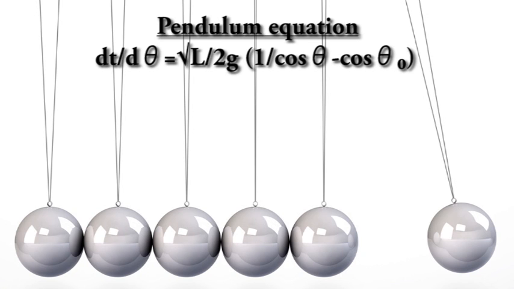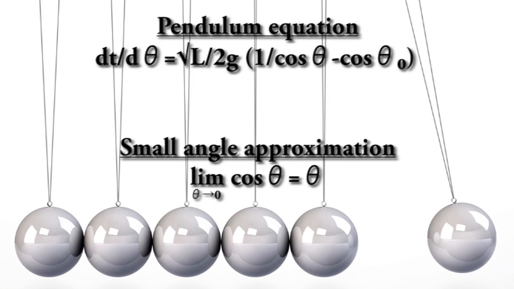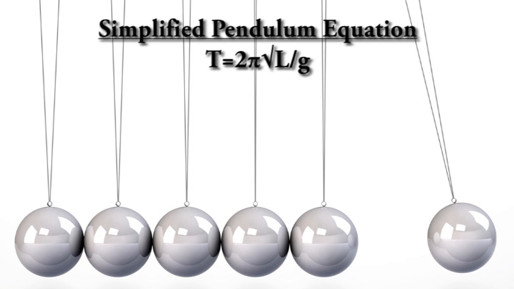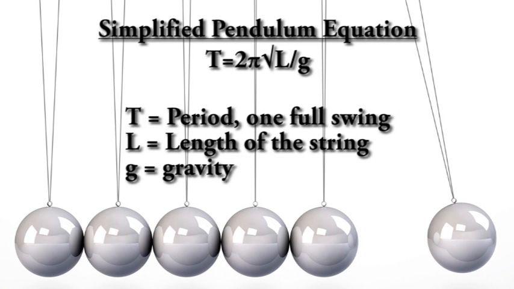The period of a pendulum can be calculated with the following equation. Using the small angle approximation, our equation can be simplified. Our new equation allows for much easier calculations, where T is the period and is dependent on L, the length, and g, gravity.